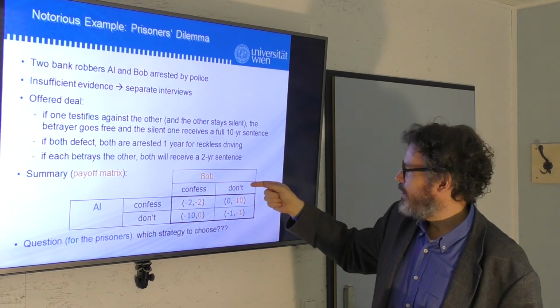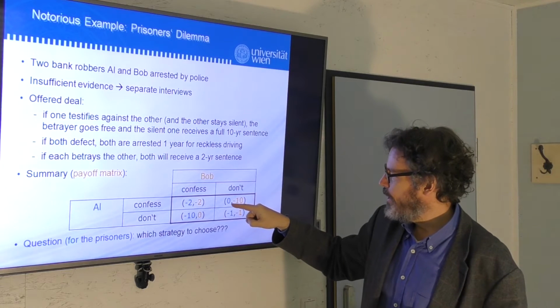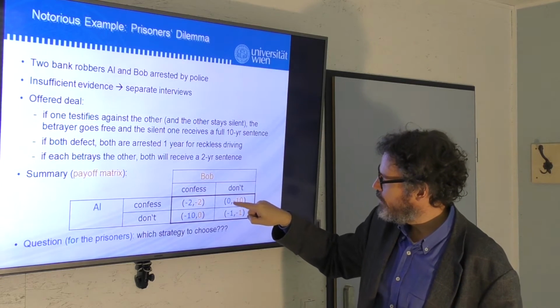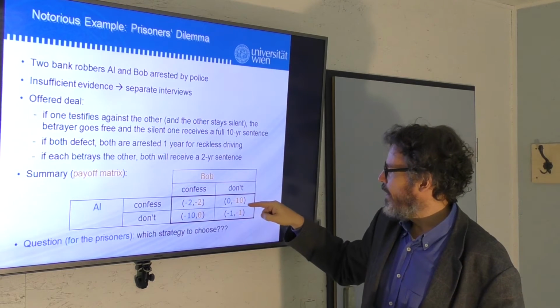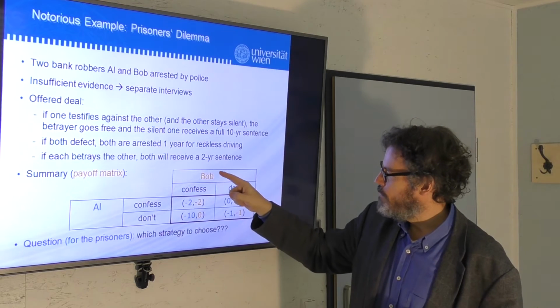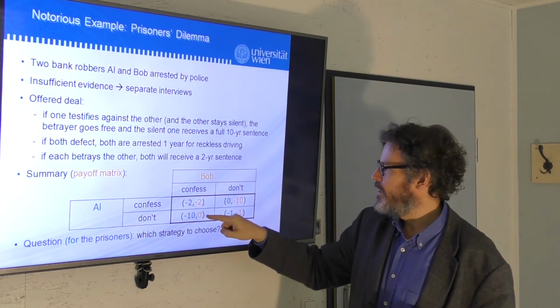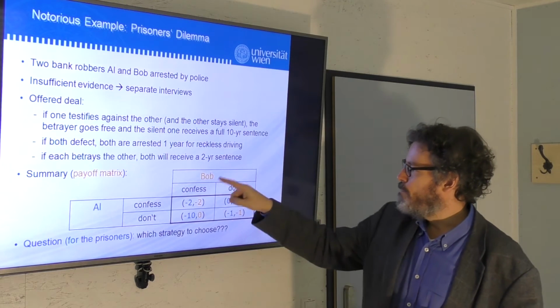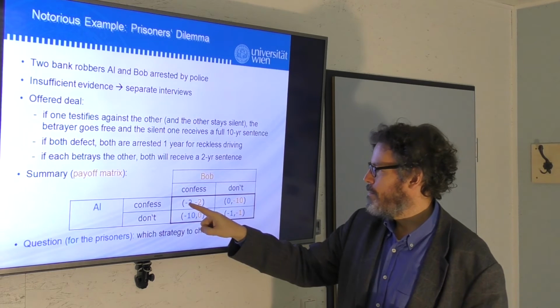So if Bob does not confess and Al confesses, Al gets free, 0 is the first number in these brackets, the blue one, and Bob gets 10 years of prison, minus 10. And for symmetry reasons, the other way around as well. If Bob is confessing and Al is not confessing, Al will be sentenced to 10 years and Bob goes free. If both of them confess, option 3, both of them will get minus 2.